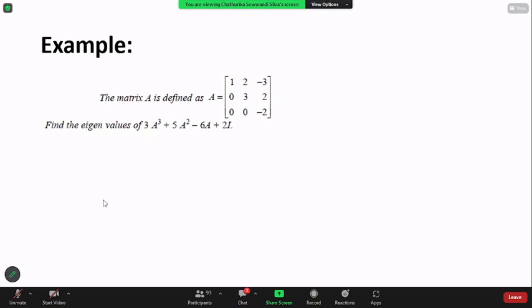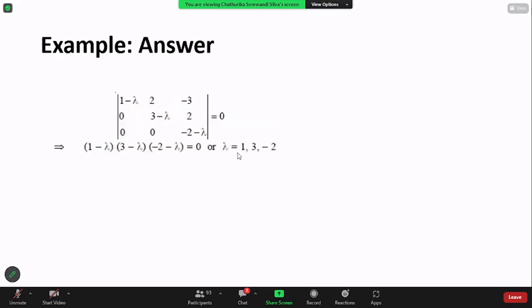I propose to you, what is the eigenvalue of A cube then? There are 3 answers. You can't find the 3 answers? Is that so? Then by yourself you can calculate it. Anyway, these are the 3 answers: 1, 3, minus 2. So then A cube.